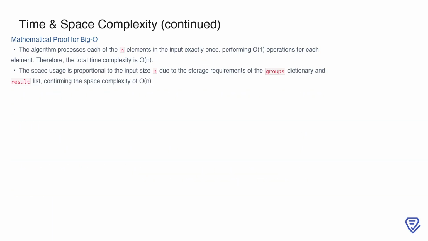To mathematically confirm the big O complexity, we note that the algorithm processes each of the n elements in the input exactly once. During this processing, it performs a constant number of O(1) operations for each element, such as dictionary lookups and appending to lists. This means the total time complexity is O(n).